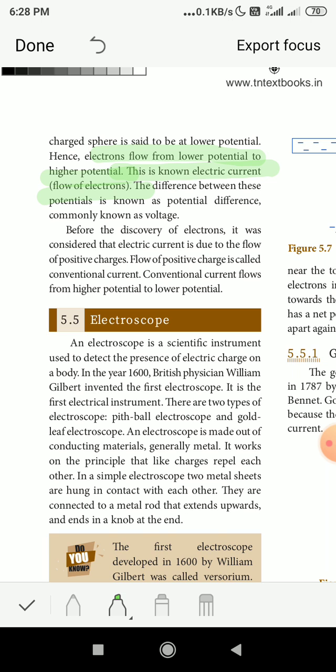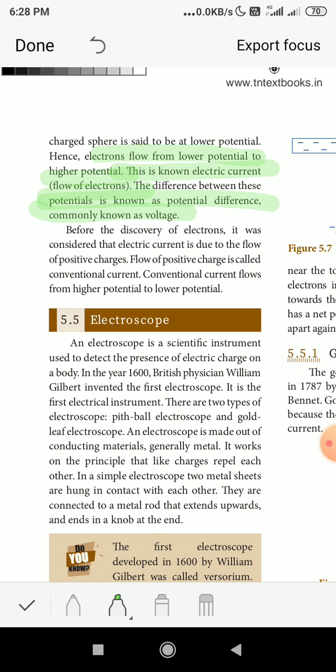Understood? Then the difference between these potentials is known as potential difference, commonly known as voltage. Sometimes the voltage will be high, sometimes low. The negatively charged body has lower potential and the positively charged body has high potential. So the difference between these potentials is known as the voltage.